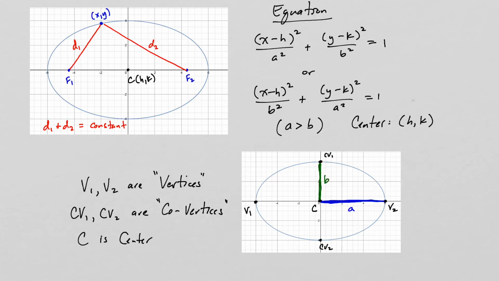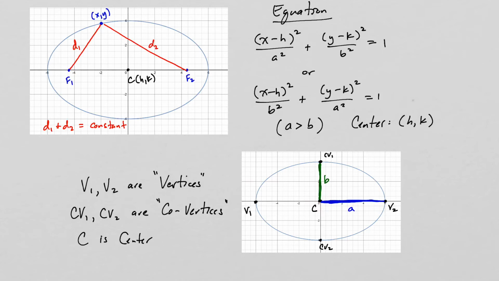And so our V1 and V2, those are the vertices. The CV1 and CV2 are called the co-vertices. The vertices are the points that are farther away from the center. The co-vertices are the ones that are closer. And C, of course, is the center.